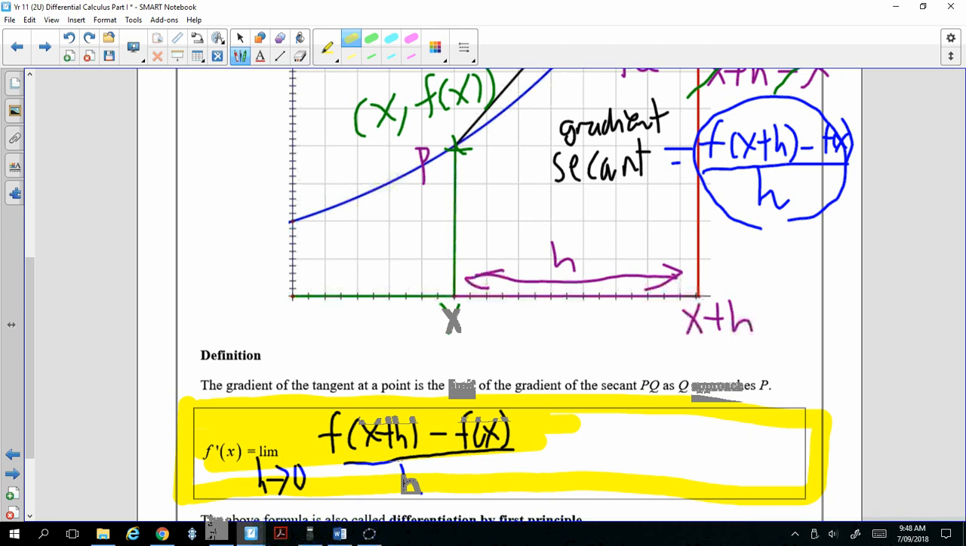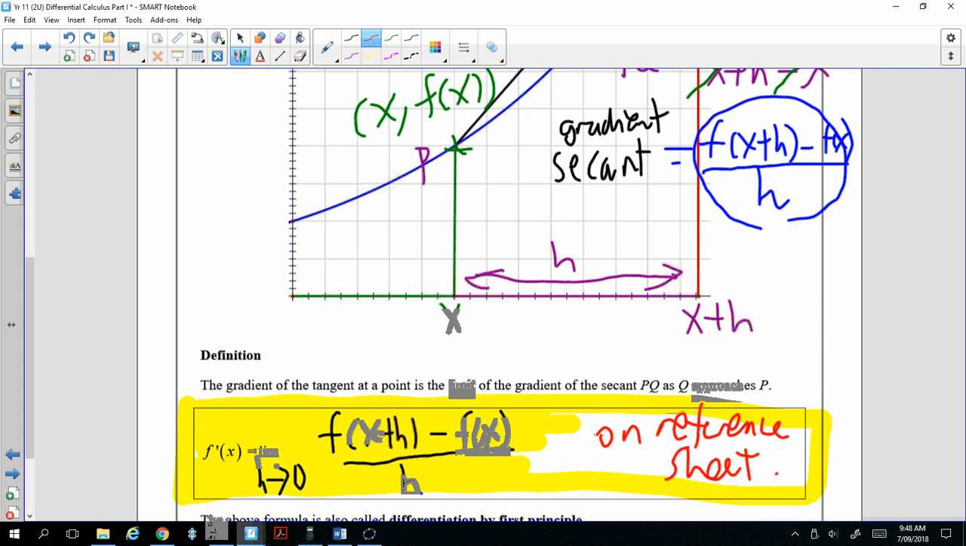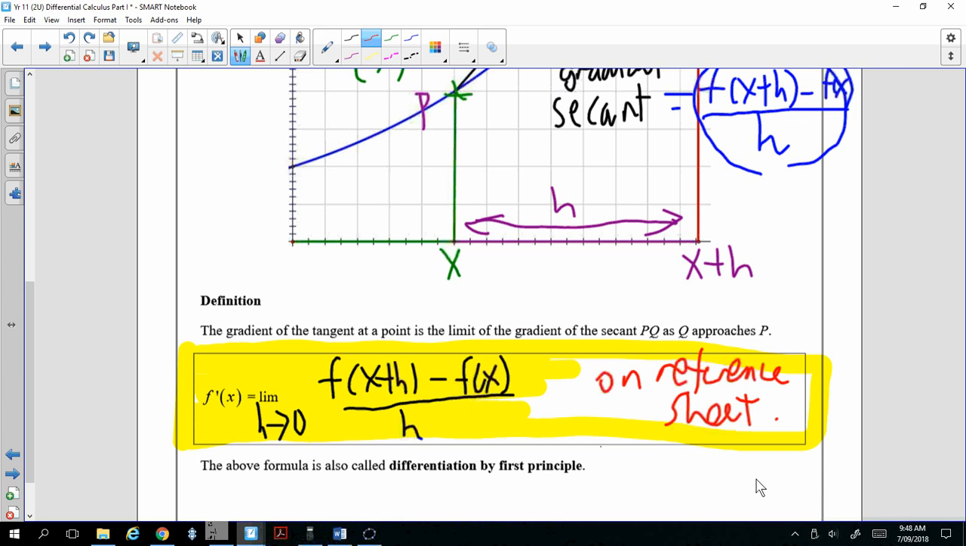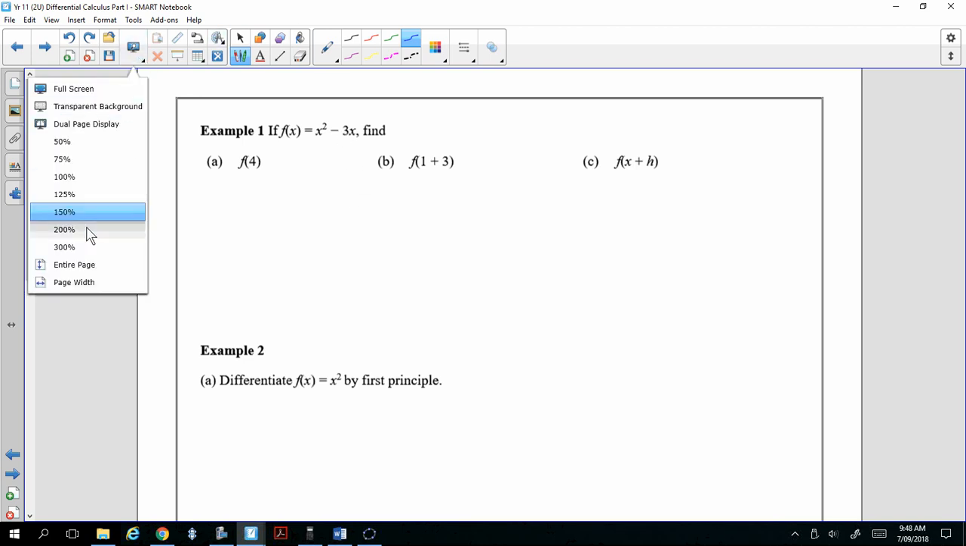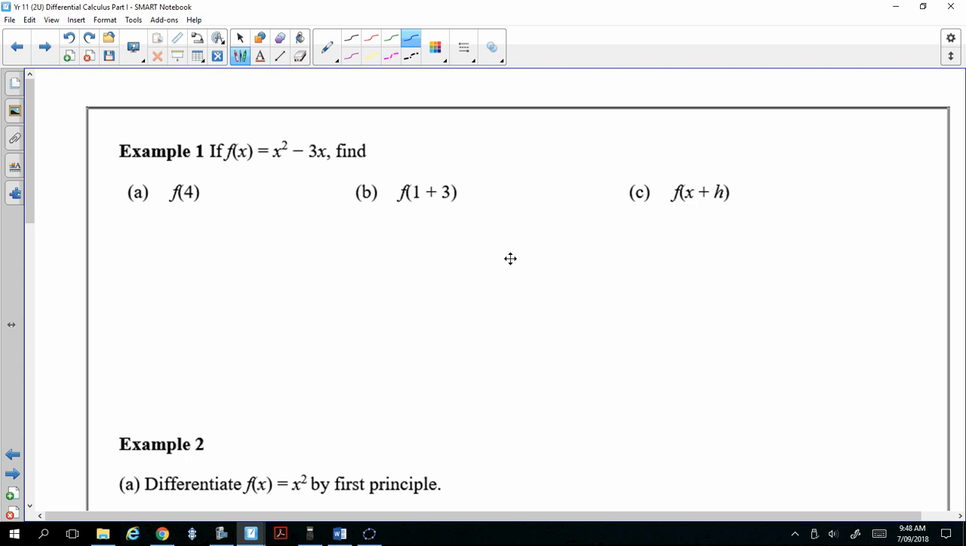Now let's use this formula to find the derivative. So when the question says differentiate by first principle, that's what you do. We'll do this question. All right, we'll do some practice questions. So f of x equals x squared minus 3x, what do you do? f(4) equals 4 squared minus 3 times 4, right? 16 minus 12, 4.